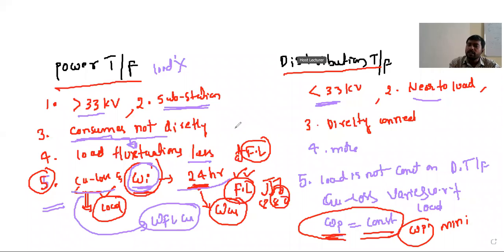That's why full load copper losses will be more compared to the iron losses. That's why, while designing the power transformer, copper losses must be kept minimum. In the distribution transformer, iron losses must be kept minimum while designing. So this is the fifth point. Next, this is the power transformer, and here the distribution transformer. So 5 points are completed.